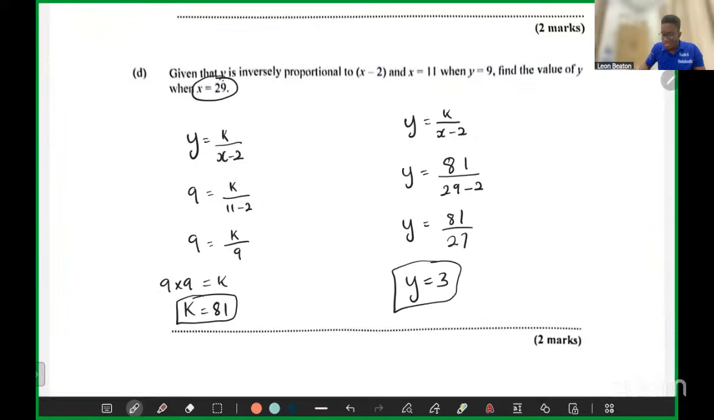So y is equal to 3. All right, so we can say, therefore, y is equal to 3 when x is equal to 29. And that is our 2 marks there.